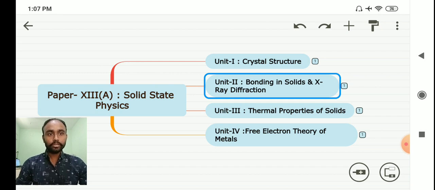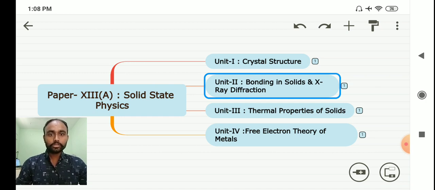Now, the first unit, that is the crystal structure. So, as the paper name says, that is solid state physics, the first thing we have to keep in mind is that whatever we have to see is completely restricted to the solid in this particular paper. Everything we are talking about is solids, not gases or liquids. Maybe these properties are different for gases or liquids, but here we have to just concentrate our mind on solids. So, the first unit is crystal structure.